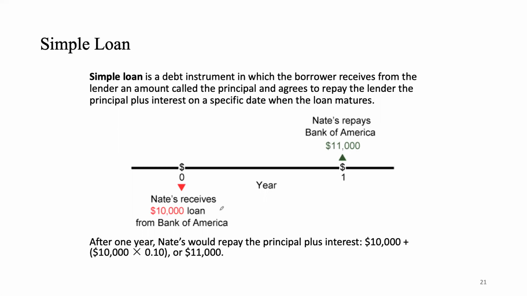Nate receives a $10,000 loan from Bank of America today. 1 year from now, he pays back Bank of America $11,000. So after 1 year, the principal that was borrowed is repaid, and an interest which was charged on that principal of about 10% was also repaid, and so a total of $11,000 is repaid at the end of year one. This is a very simple debt instrument. This is a simple loan. There's not much to it.